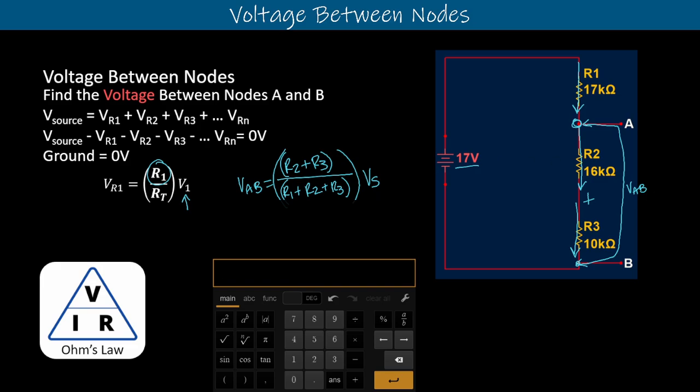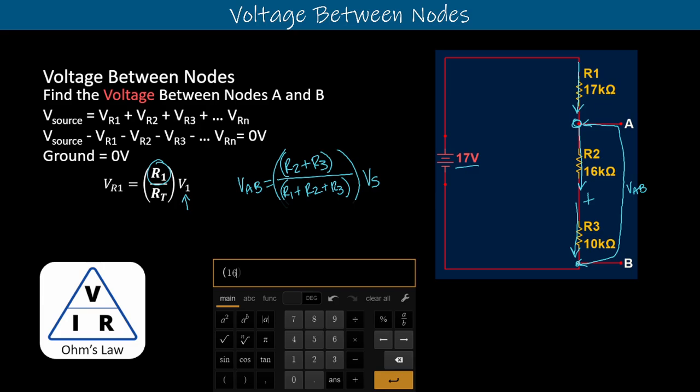So we can plug this into our Desmos directly. We'll open a parenthesis for the top, and we'll add our two resistors on top, our 16 kilo ohms and our 10 kilo ohms. They're all going to be in kilo ohms, so we can just leave the kilo ohms off, and the ratio is going to work out for us on this one.